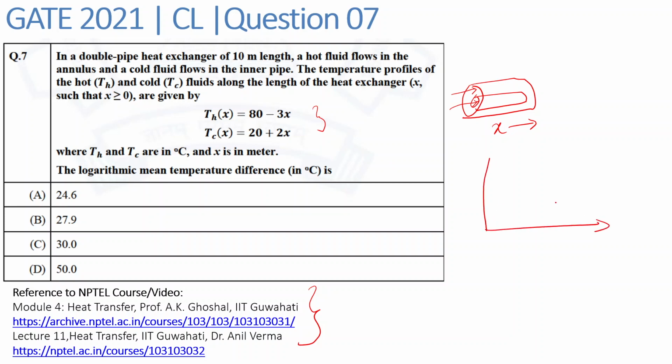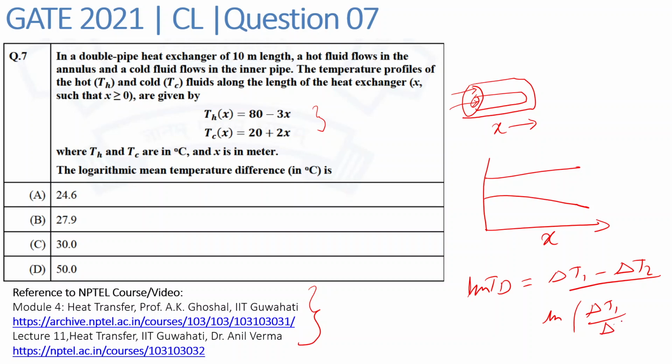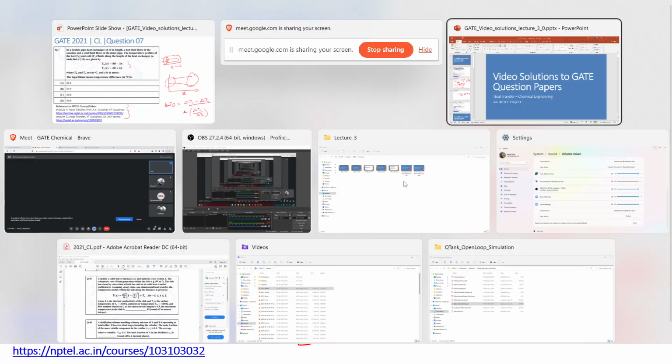Usually if the temperature profile is varying across X, then we calculate this log mean temperature difference to find the average of the temperature difference. This LMTD is defined as (delta T1 minus delta T2) upon ln of (delta T1 upon delta T2), where delta T1 is the temperature difference at this point and delta T2 is the temperature difference at this section. So we will use that concept to find the log mean temperature difference. Let's take a look at the video solution of this question.